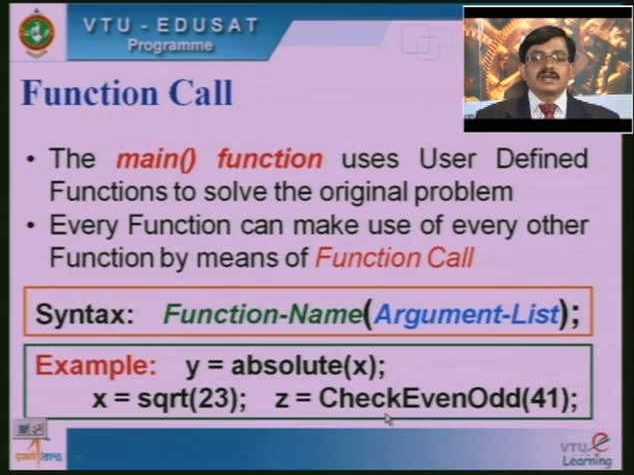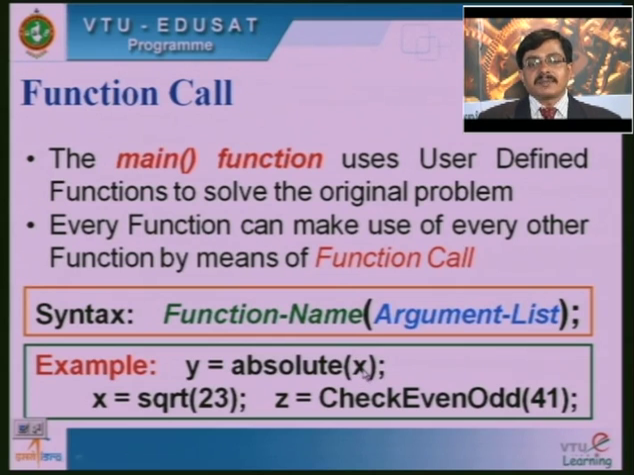Now, similarly, I have taken an example of another function called check even odd. I am passing 41 as the parameter here, and we have seen in the declaration that the check even odd function parameter is of type integer. Similarly, for absolute also the parameter there is of type integer. Now, here I assume that x is a variable of type integer.